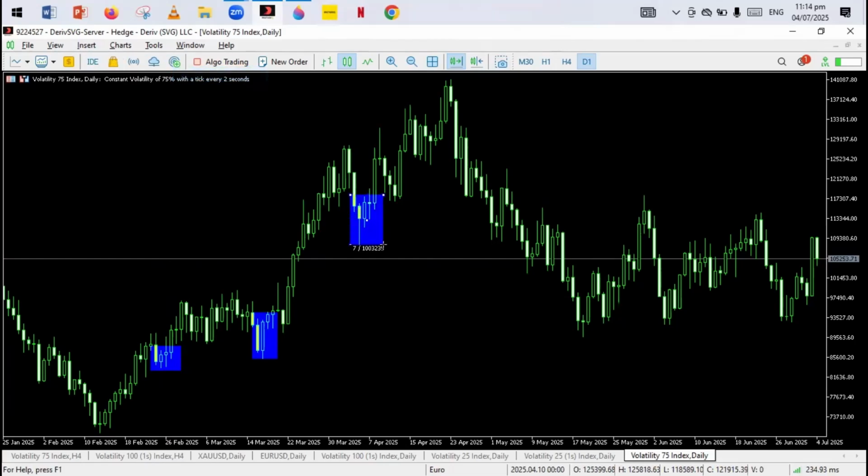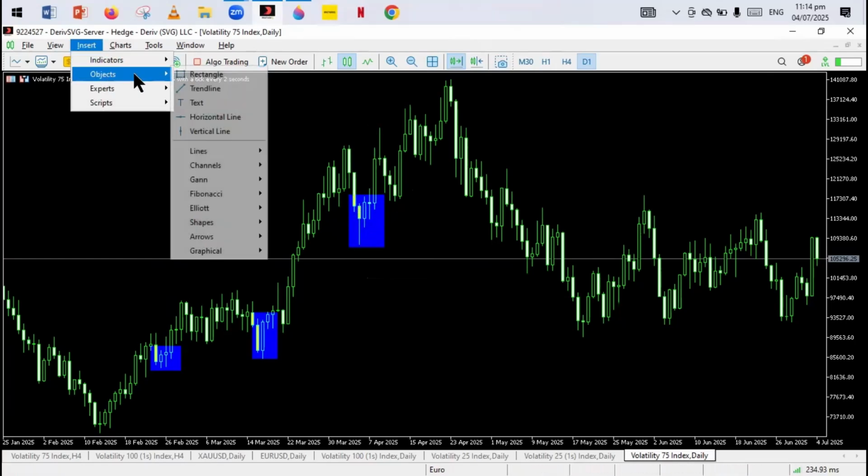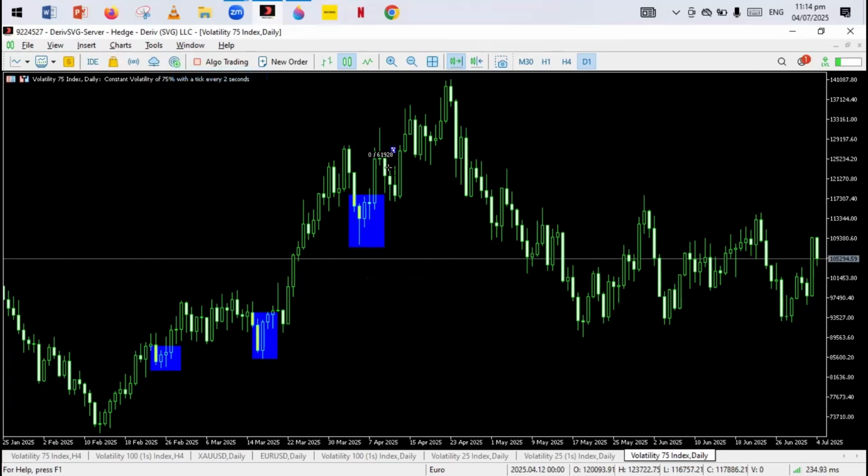What pattern do we have? We have a bullish engulfing because this candle has been engulfed. And then we have a higher high, higher low. What pattern do we have? We have a bullish engulfing.